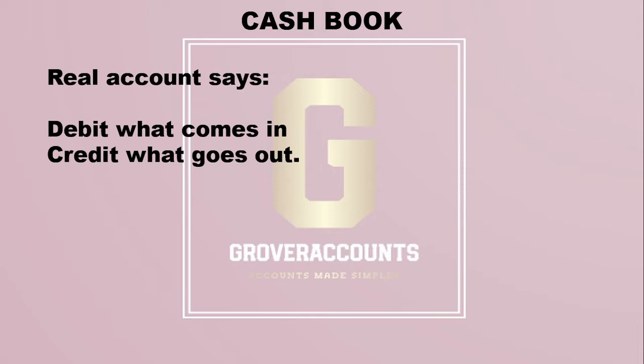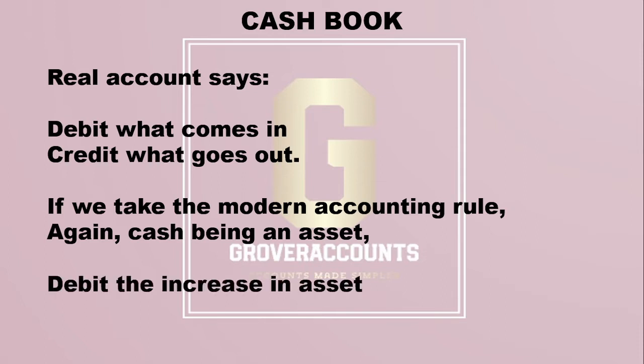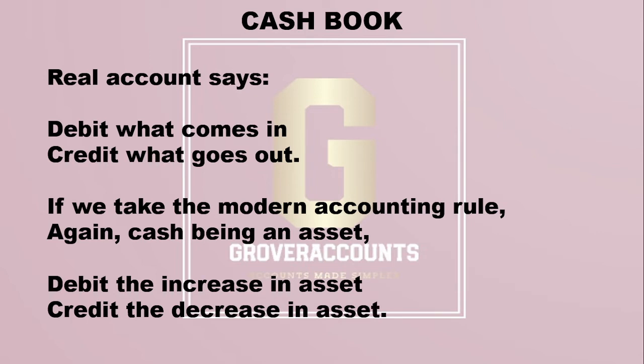Right, very simple. And we have a modern accounting rule. Now, cash being an asset, we know that it's a current asset, right? So we will use the modern rule as debit the increase in asset, as modern rule says that all the increase in asset will be debit. Any increase in asset will be debit, right? And any decrease in asset will be credit. Very simple. We all know the modern rules, we all know the traditional rules. We have to just apply the rules on the transactions.